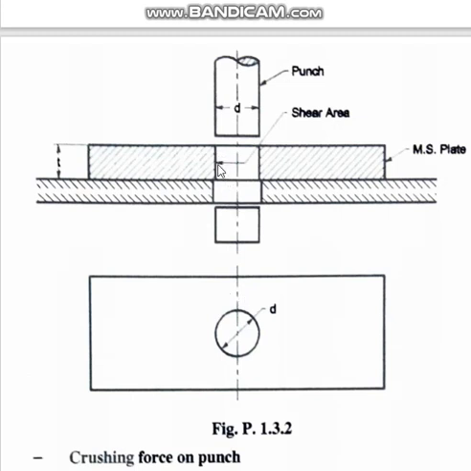Now if the punch is failing, it is failing at this contact area. And what is the contact area? Pi by 4 d square. If this is shearing, shearing means it is cutting off. When this is shearing, it is shearing at the area pi d into t. So pi d t will be the shearing area. I hope you understood.